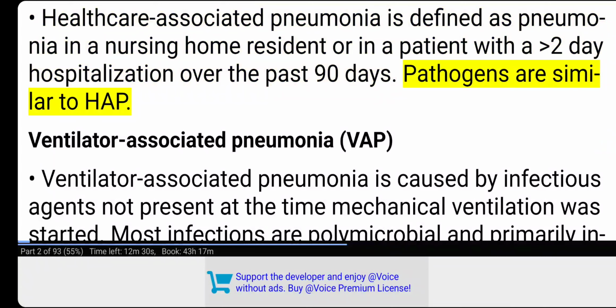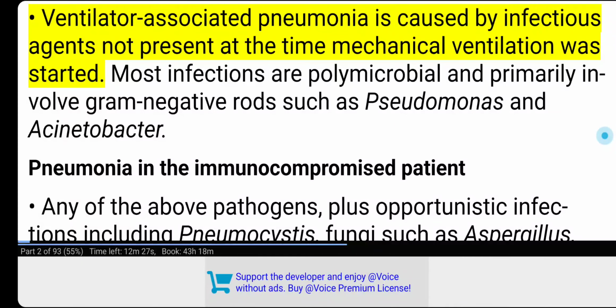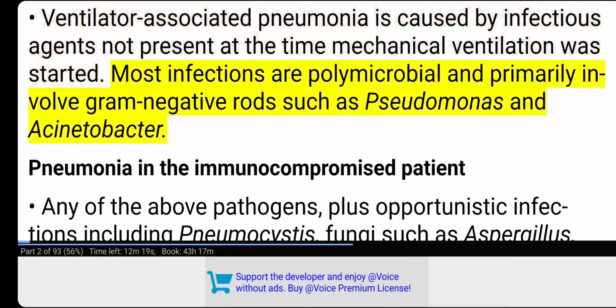Pathogens are similar to HAP. Ventilator-associated pneumonia, VAP. Ventilator-associated pneumonia is caused by infectious agents not present at the time mechanical ventilation was started. Most infections are polymicrobial and primarily involve gram-negative rods such as Pseudomonas and Acinetobacter.